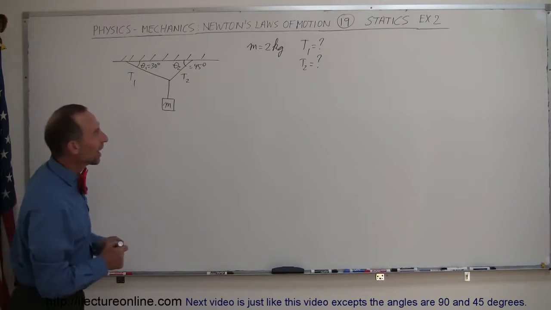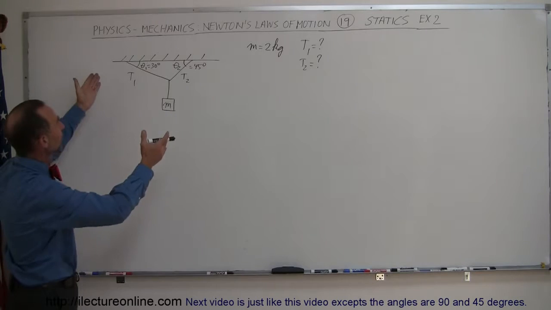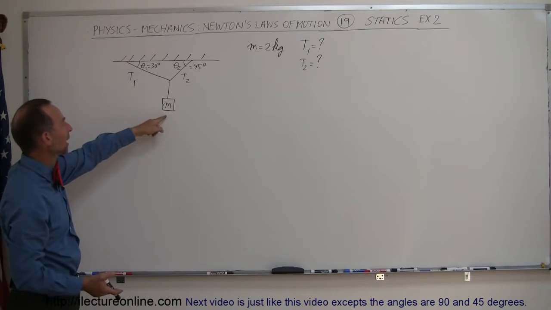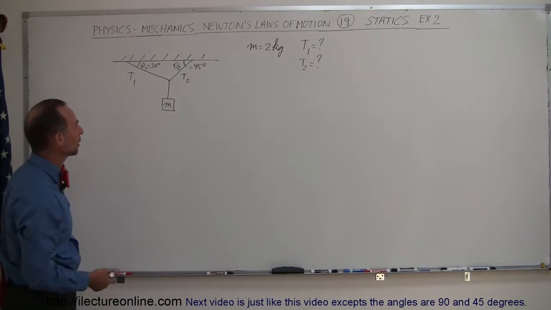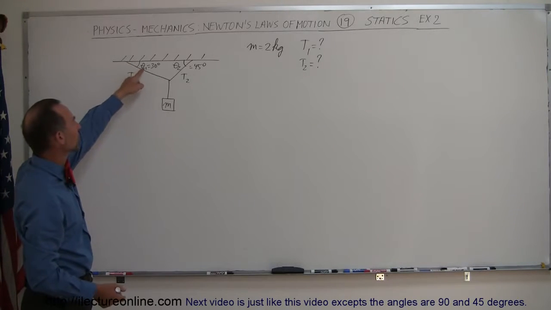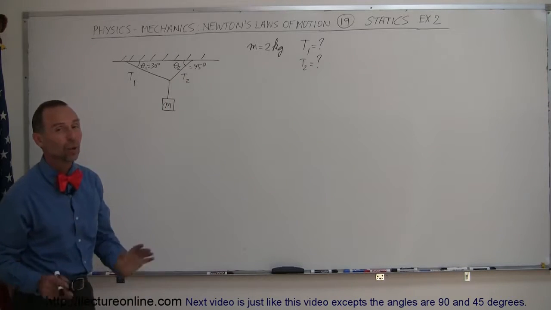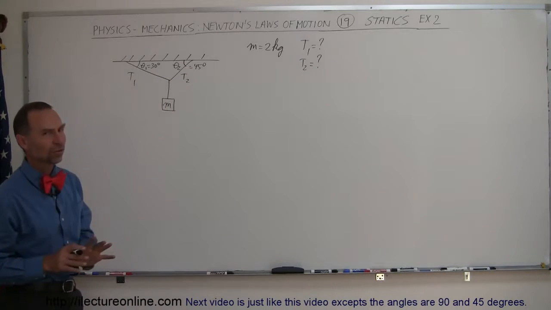So here we have a statics problem where the angles are not the same. Again, there's two strings attached on the ceiling. They come together. From that, there's a mass suspended. The mass has a mass of 2 kilograms. But notice that this angle between the ceiling and the string is 30 degrees, and this angle between this string and the ceiling is 45 degrees. What are the tensions in those strings?